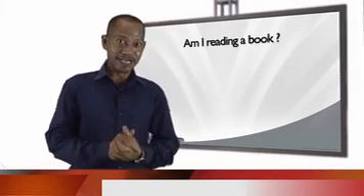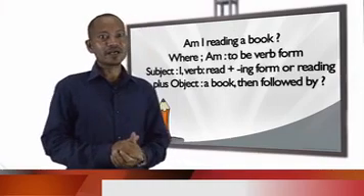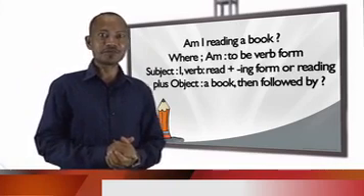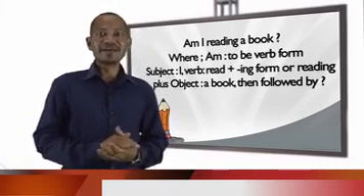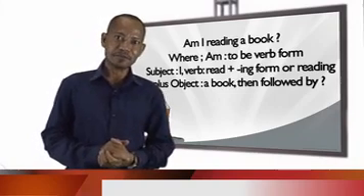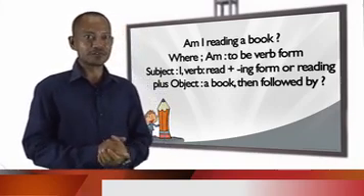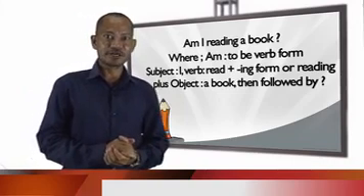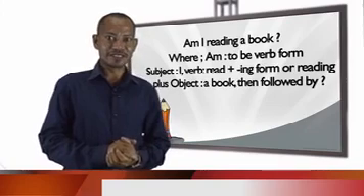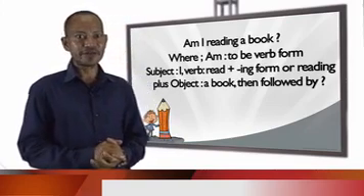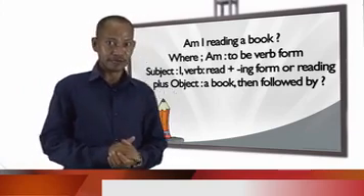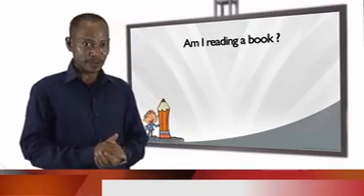Am I reading a book? Where am in this case is a form of the to be verb, followed by the subject I, and then plus the base form of the verb read plus the ing form, where the verb becomes reading, and then plus the object. Don't forget to add the question mark at the end of the question, where in full the question is, am I reading a book? I repeat, am I reading a book?